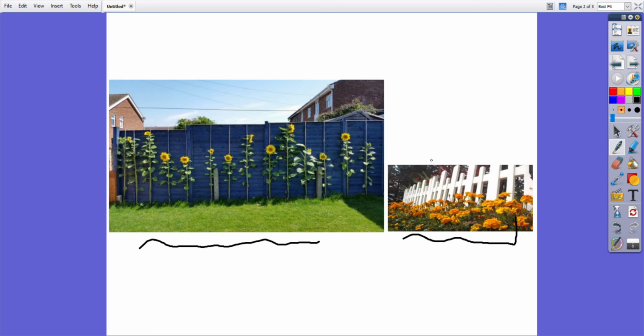Now, this is a photo of sunflowers and marigold plants growing in front of a fence. Now, the fence that the sunflowers are growing in front of is very tall. The fence that the marigolds are growing in front of is shorter. Sunflower plants are the tall plants. Marigold plants are the shorter plants.